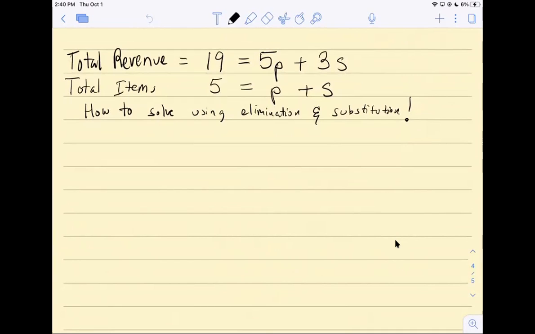So I'll give you guys a few minutes here. Try to solve this using either method of your choice. If you are not super comfortable with elimination, use elimination. But if you're comfortable with both of them, solve it with either one, and then send me the ordered pair P comma S when you're done. Or if you need some help, just shoot me a message.